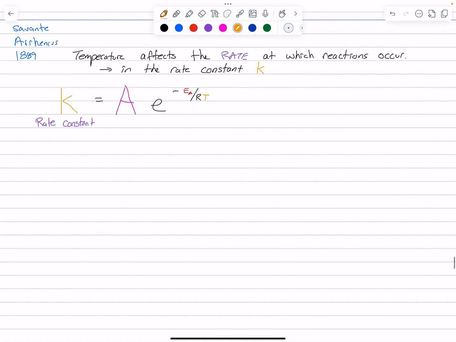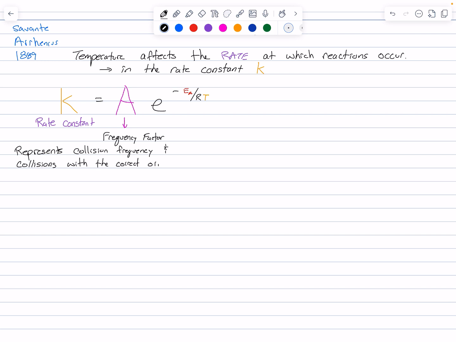All right, let's define everything. A is our frequency factor. So this represents collision frequency and the collisions with the correct orientation. So that means if A is large, then the orientation requirement is probably not critical.